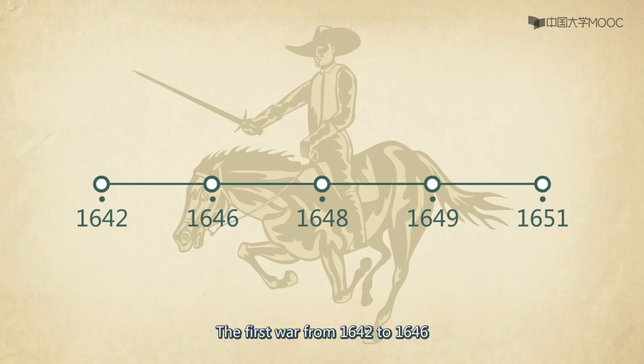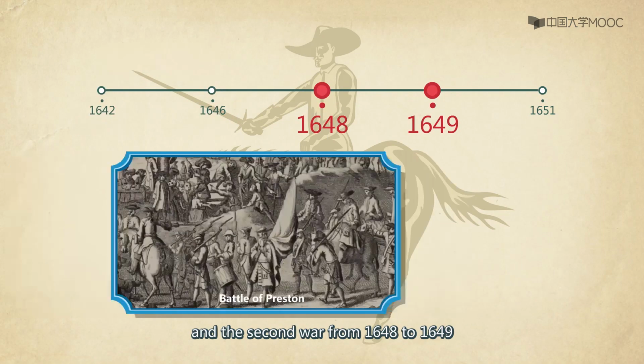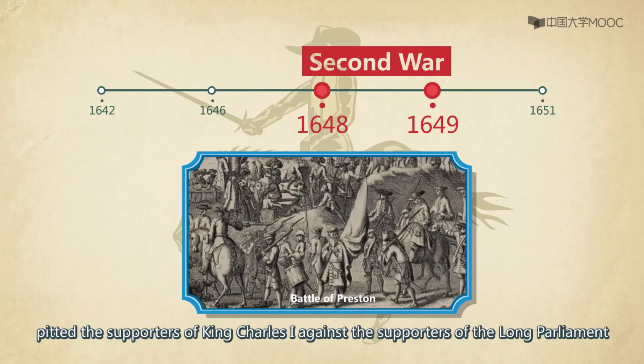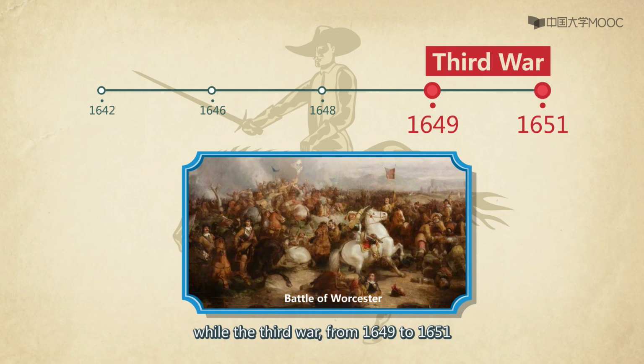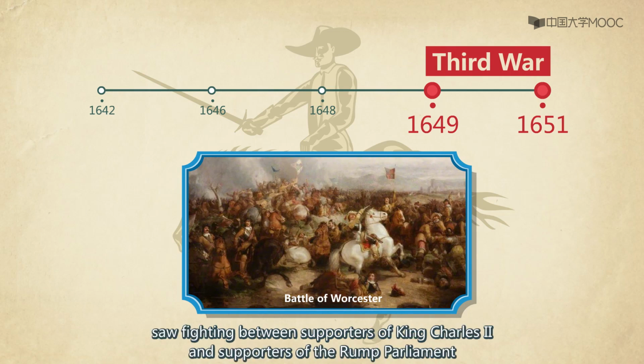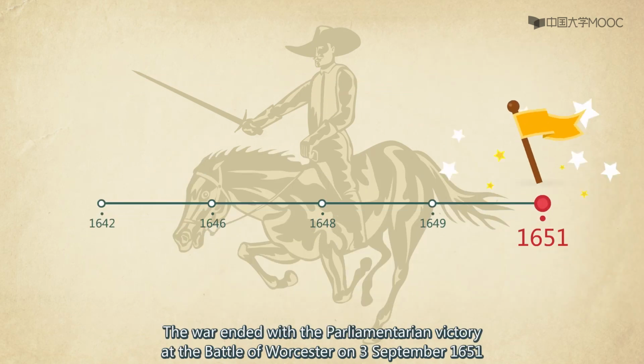The First War from 1642 to 1646 and the Second War from 1648 to 1649 pitted the supporters of King Charles I against the supporters of the Long Parliament, while the Third War from 1649 to 1651 saw fighting between supporters of King Charles II and supporters of the Long Parliament. The war ended with the parliamentary victory at the Battle of Worcester on 3 September 1651.